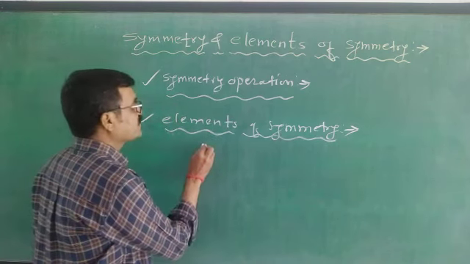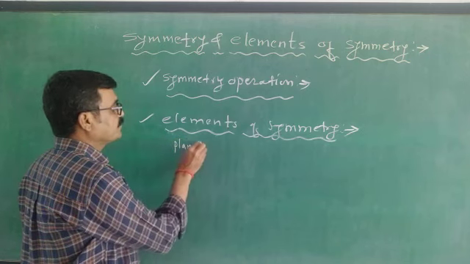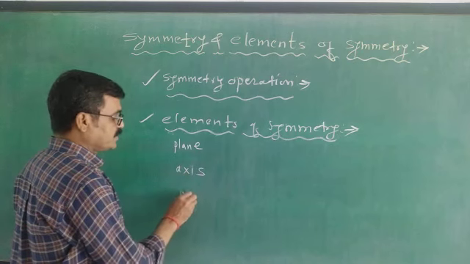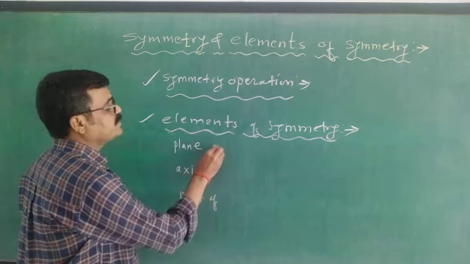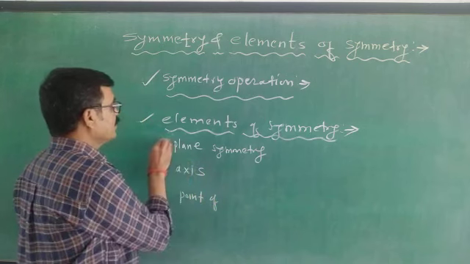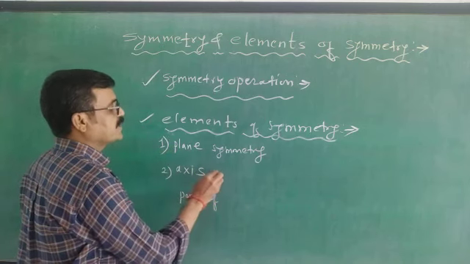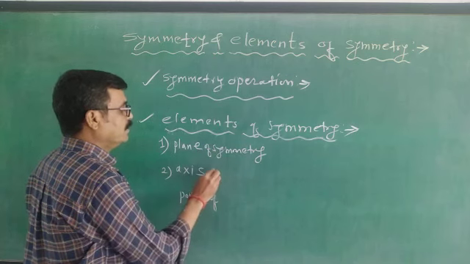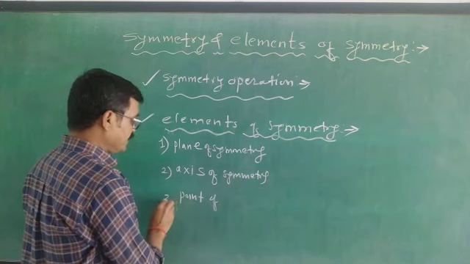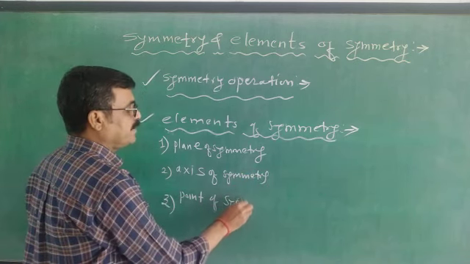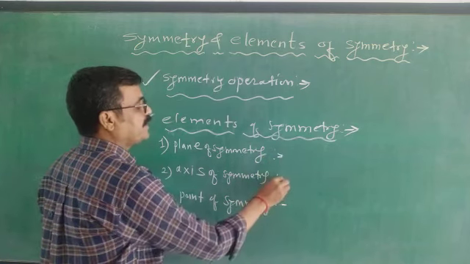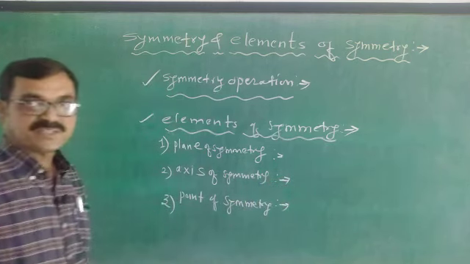Now what are the elements of symmetry? Plane of symmetry, then axis of symmetry, then point of symmetry. Means how many symmetry elements are there? Three. Which are these? First one is a plane of symmetry, second one is axis of symmetry, third one is point of symmetry. Now see these elements of symmetry with respect to particular aspects, that is plane, point and axis. Now first of all, plane of symmetry.